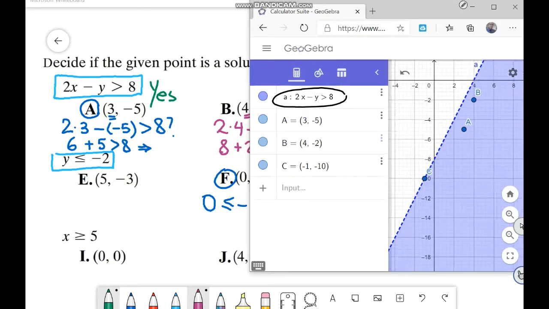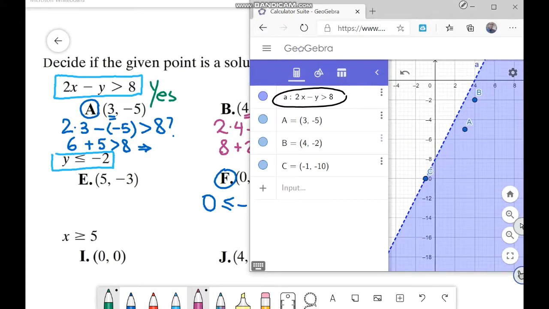If the point falls inside the shaded area, that means the point is a solution. Yes, it is a solution. So A, yes, B, yes. If the point falls outside the shaded area, or in this case, right on the line, here, point C is right on the line, but the line is dashed, that means no, it is not a solution.